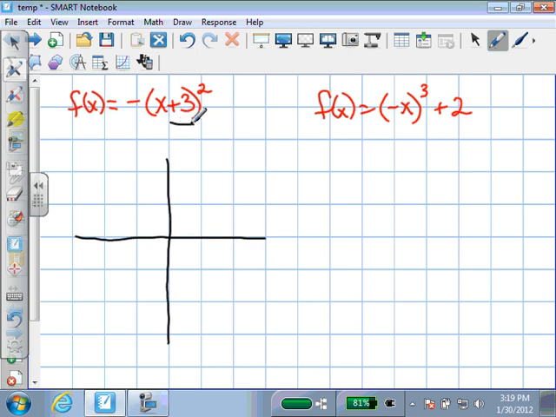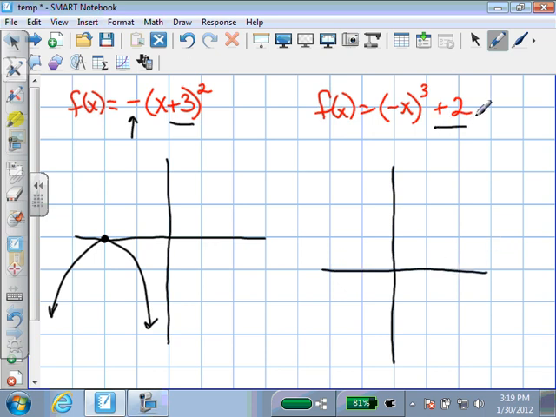Okay, with x plus 3 means left 3. Negative outside the function, so after the squaring has occurred, means reflection over the x-axis. Squared means it's the shape of a parabola. So it's an upside down parabola that went left 3. This is plus 2 in the vertical shift spot, so it went up 2.